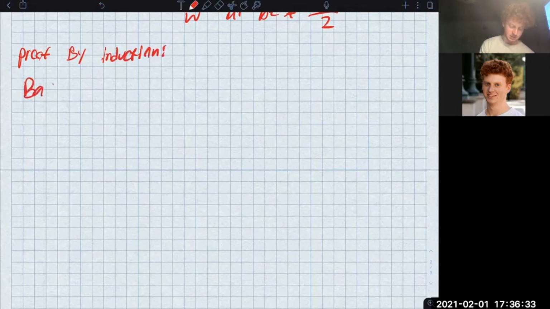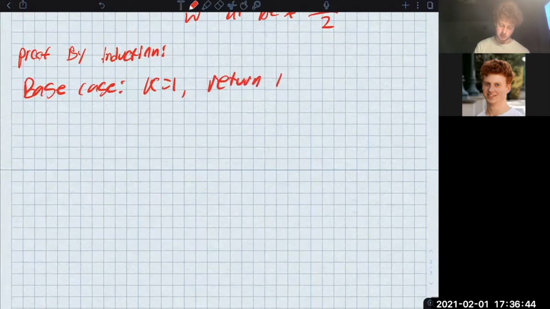We use a base case, which is just the exact same base case as we did from part A, I believe, where k equals 1. So trivially, we have one citizen, so we just return the one citizen. And that, again, is because C has to be greater than W.